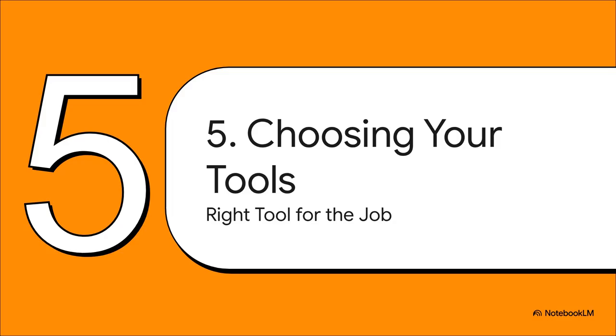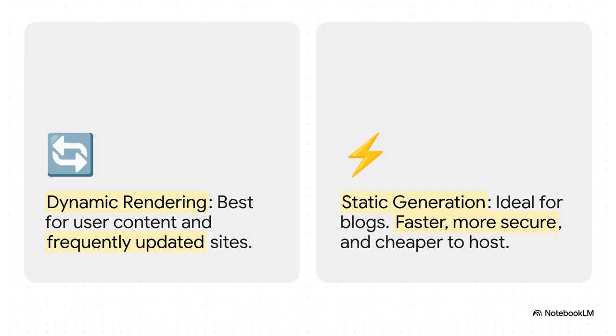Which brings us to probably the most important part of this whole explainer. This isn't about finding the one best tool. It's about finding the right tool for whatever it is you're trying to do. So let's circle all the way back to those two paths. Dynamic rendering is fantastic for sites where content is constantly changing. Maybe there's a lot of user interaction. But static generation? That's typically faster, more secure, and cheaper to host. It's perfect for things like blogs and documentation. You know, exactly what that Reddit user was dreaming of.